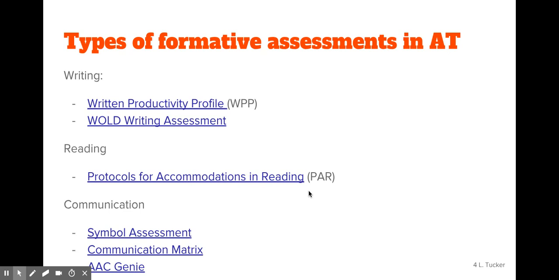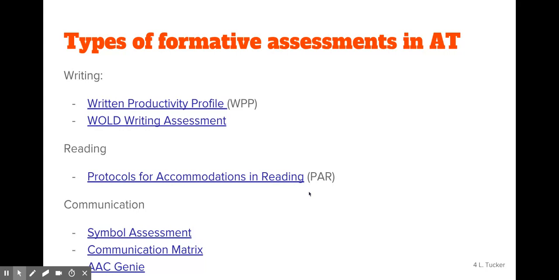The next one is reading. So this one is the protocols for accommodations in reading. And what this assessment does is it looks at student grade level material, and there's 3 different passages delivered to the student in 3 different ways. The first one, the student reads and is orally asked reading comprehension questions. The second one, an adult reads it, and again, the student is asked questions orally. And the final one, the student listens to it using a text-to-speech support.